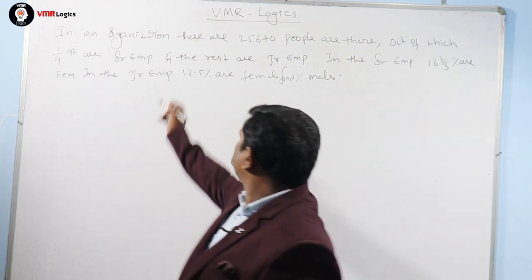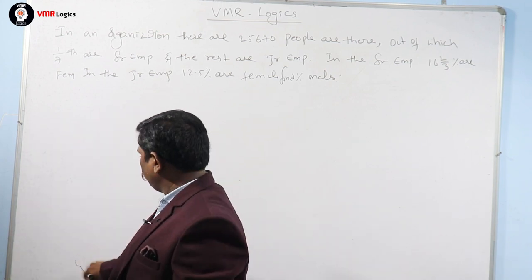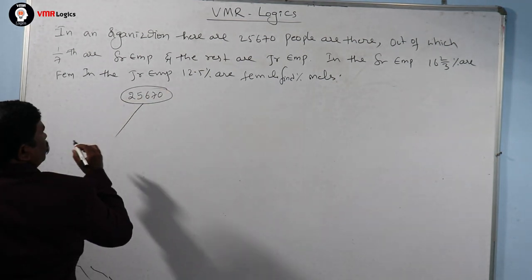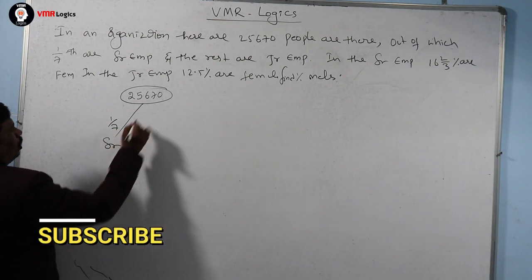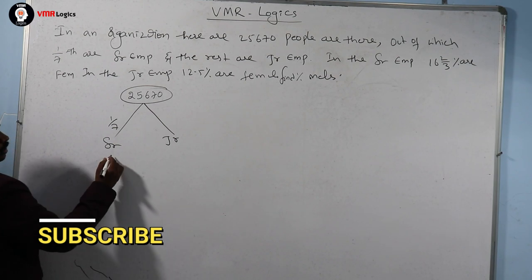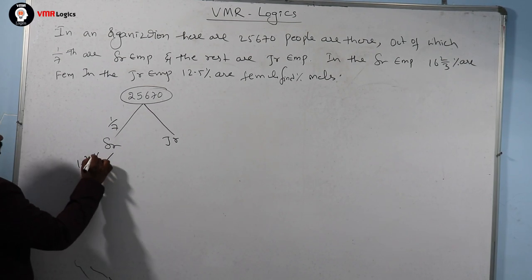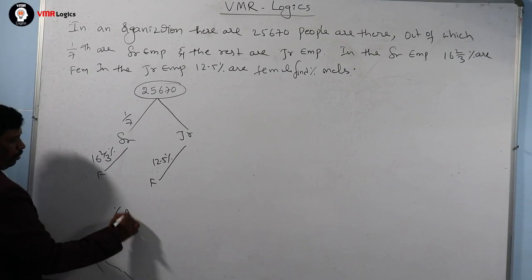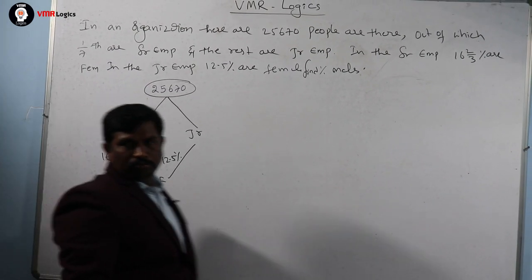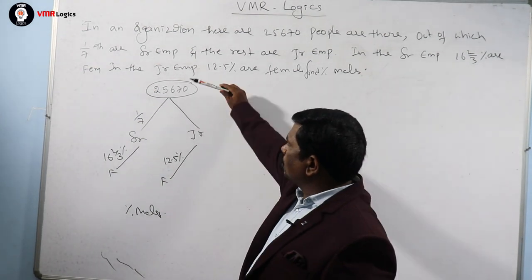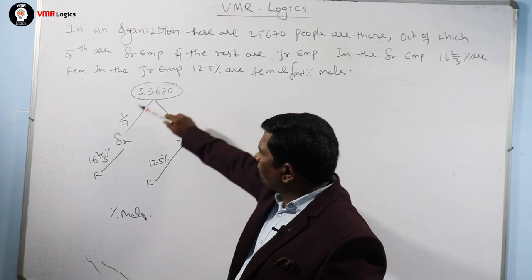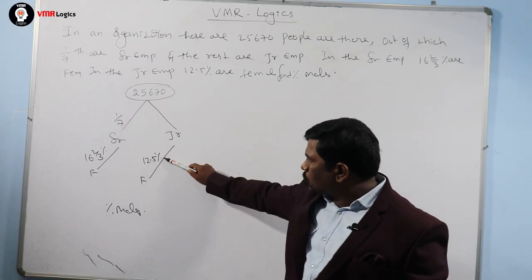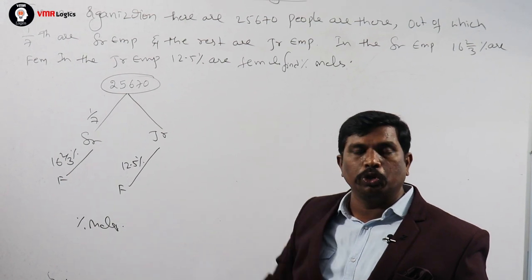Now look at the question. In an organization, there are 25,670 employees, out of which 1/7 are senior employees and the rest are junior employees. In the senior employees, 16.23% are females. In the junior employees, 12.5% are females. My question: percent of males. I repeat the question, observe. The question now, I just want to know the percent of males.